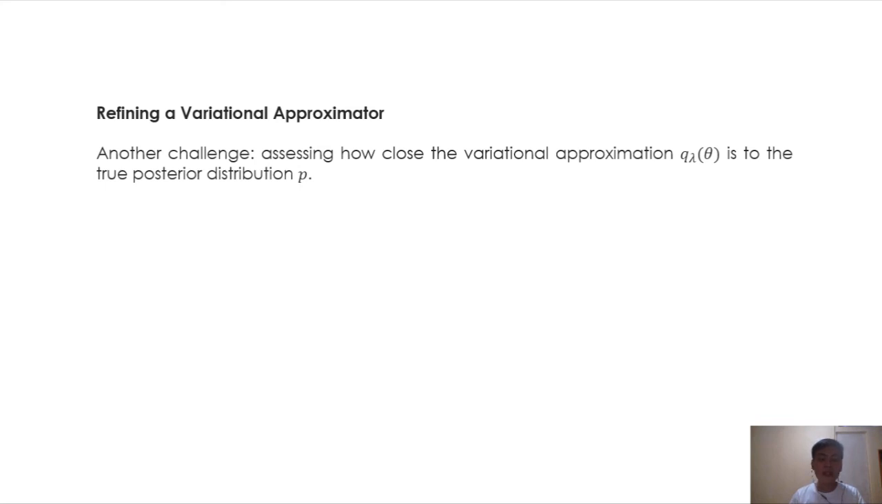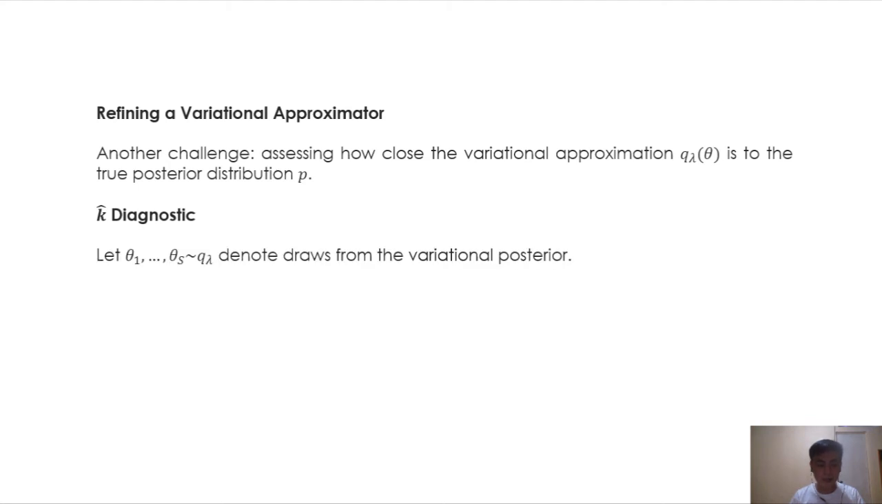Next, we also need to refine a variational approximator, because another challenge in variational inference is assessing how close our variational approximation Q lambda of theta is to the true posterior distribution P. Here, in this case, we use the K-hat diagnostic. And in this diagnostic, we let theta 1 to theta S, sampled from Q lambda, denote draws from the variational posterior.